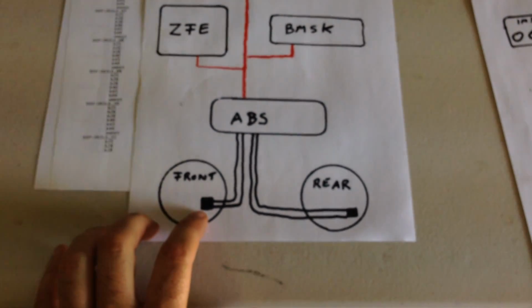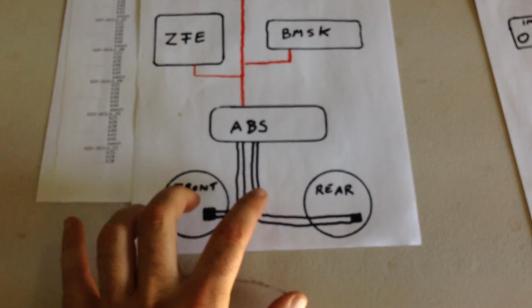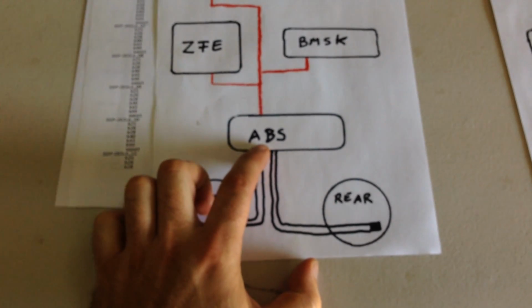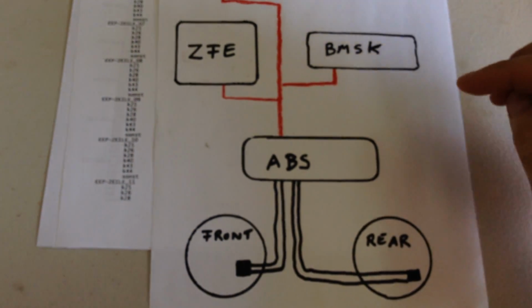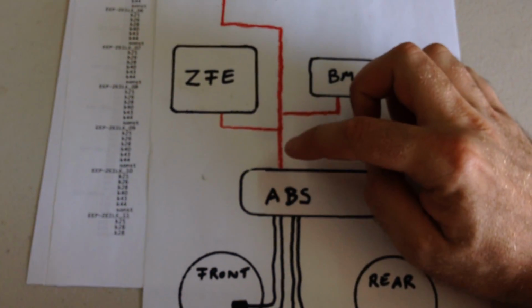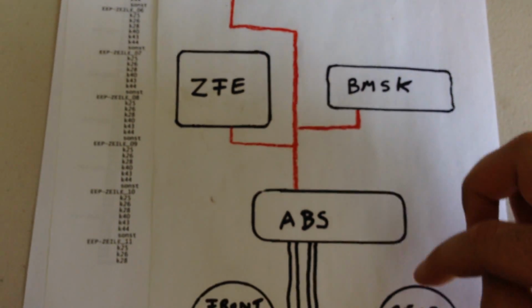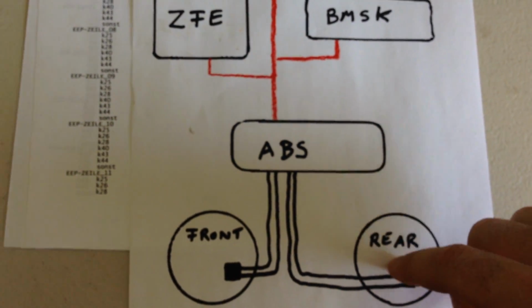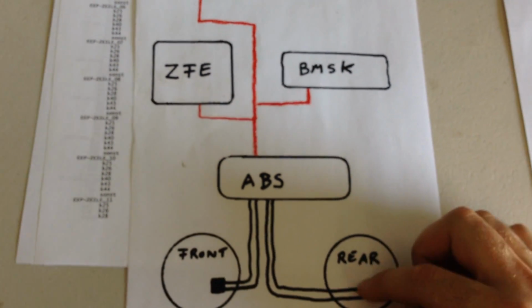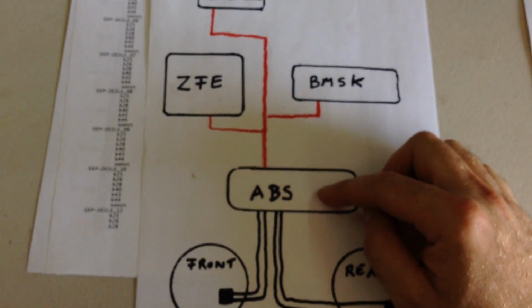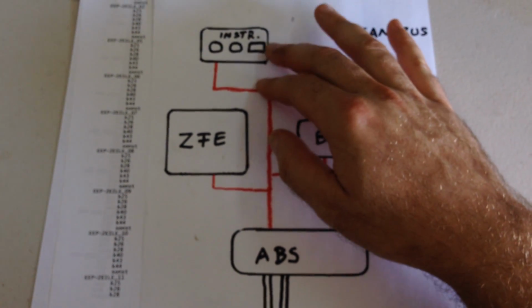You've got your front sensor, your rear sensor, and the lines go into your ABS unit, so the ABS unit can do its magic when you need it. Now the signal for your wheel speed is then put onto the CAN bus system. So there's no direct connection between your speed sensors and your instrument cluster. The information about the wheel speed is put through the ABS unit, turned into digital signals, and then ends up in your instrument cluster.